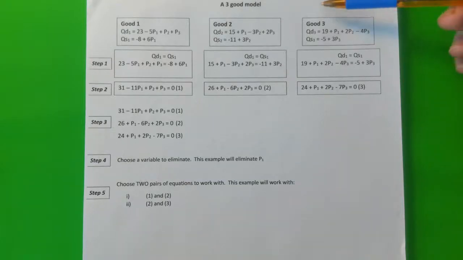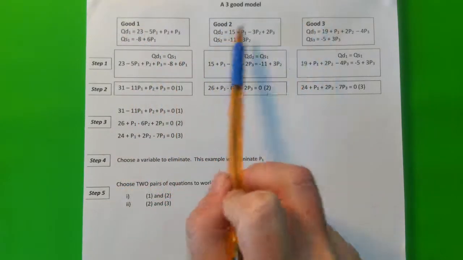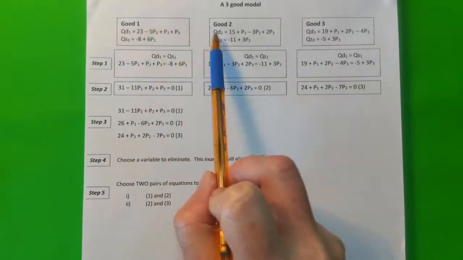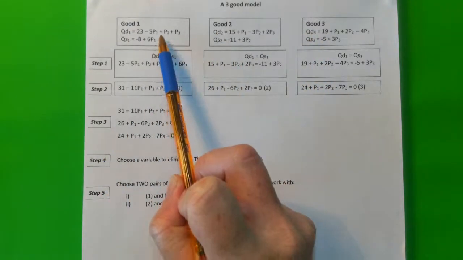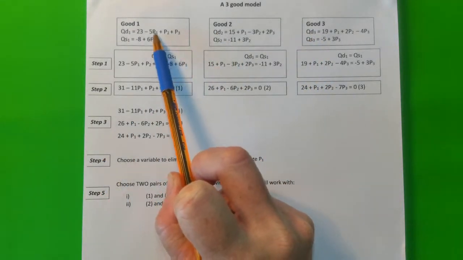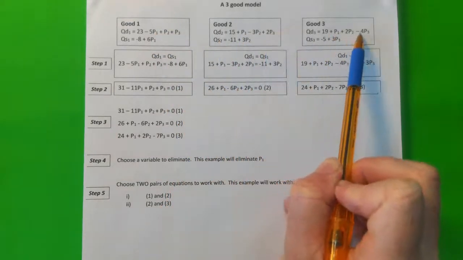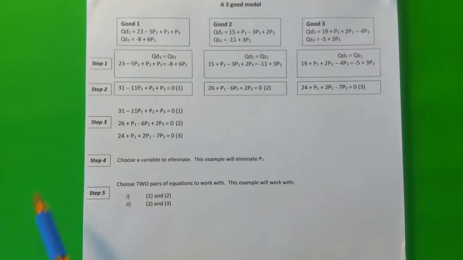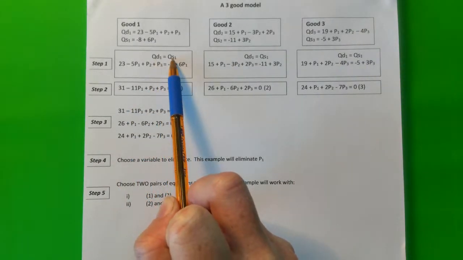We're going to use the same example that we worked through in class, but this time we're going to approach it slightly differently. So it's a three-good model, good 1, good 2, good 3, and you've got quantity demanded and quantity supplied in each market. And you can see that there are the three variables that we need to solve for, P1, P2, P3 in each market. Alright, so our starting point is to set quantity demanded equal to quantity supplied for each good.